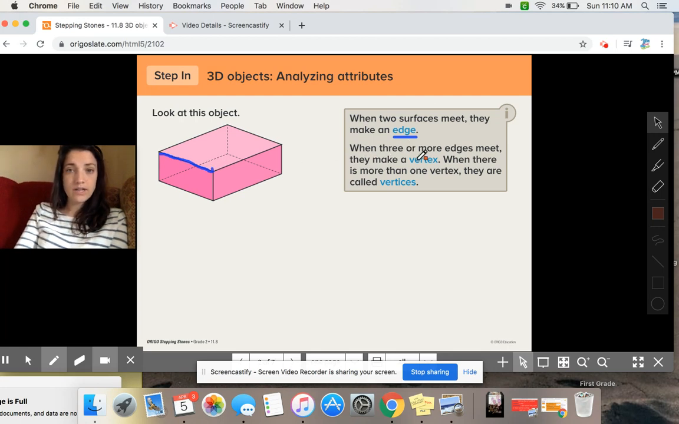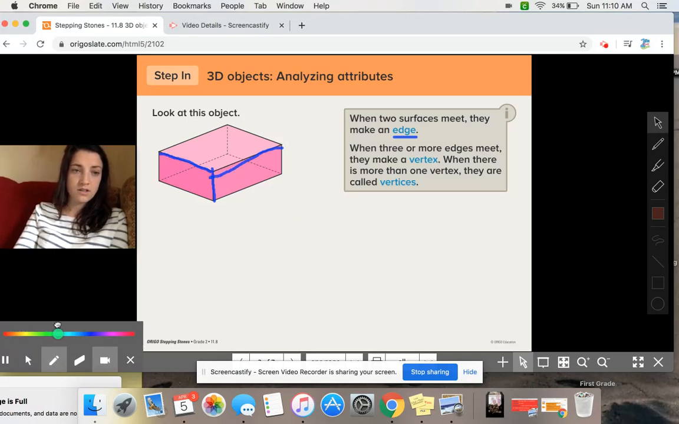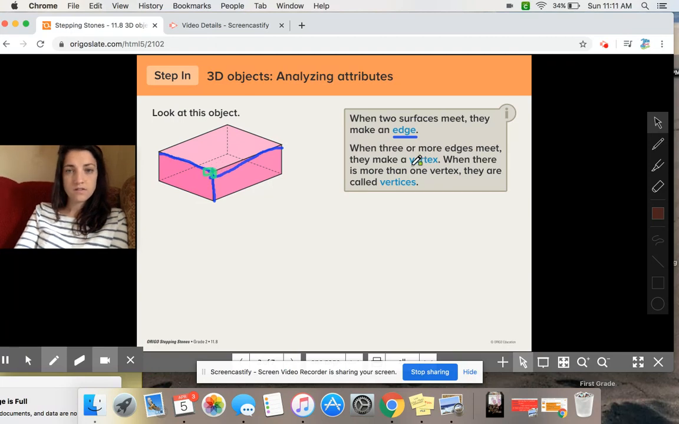It says when three or more edges meet, they make a vertex. So if this is an edge, and this is an edge, and this is an edge, when they all meet, they make a vertex. So here is our vertex. Now, when there's more than one vertex, they are called vertices.